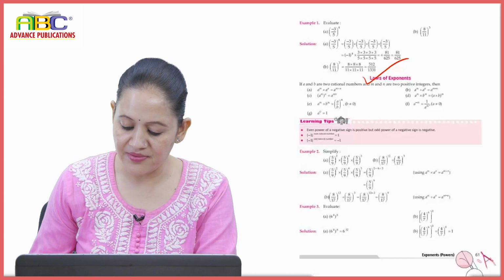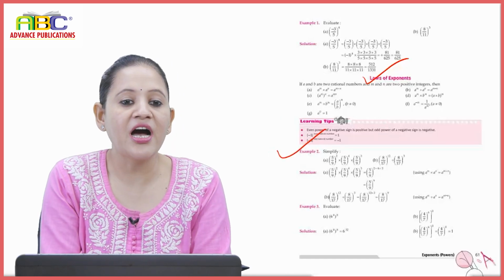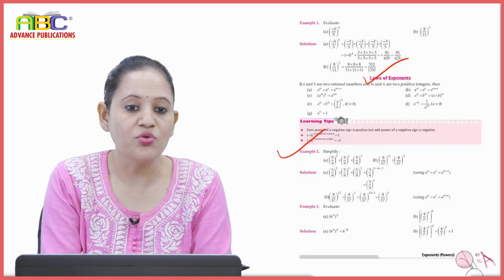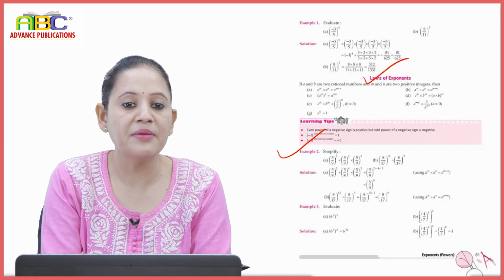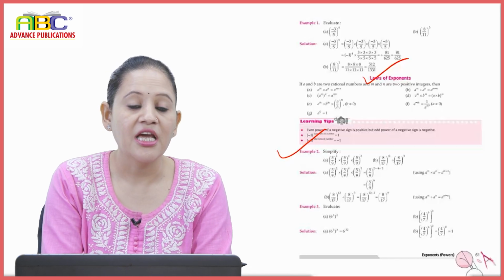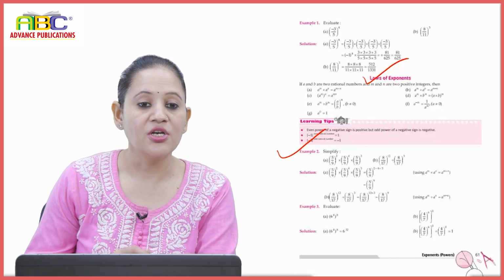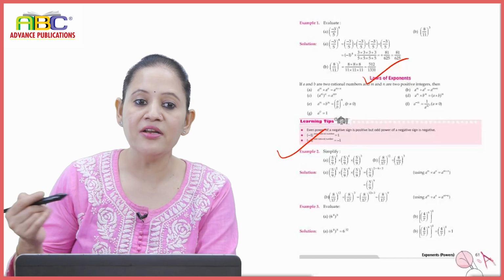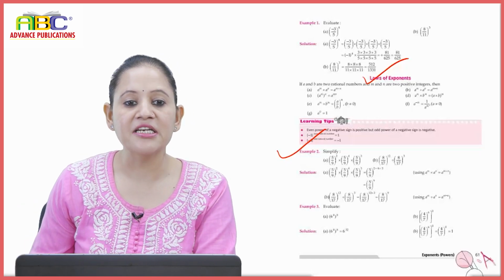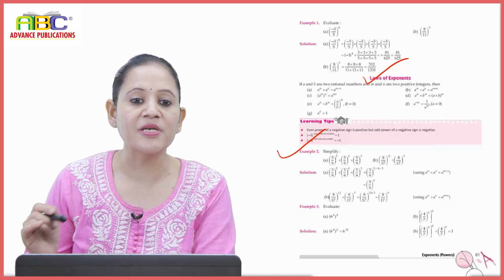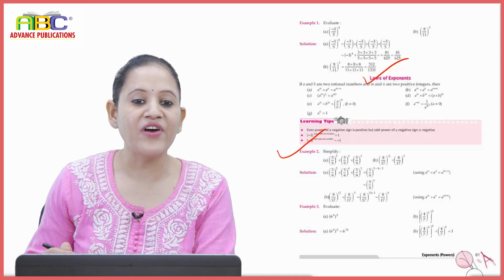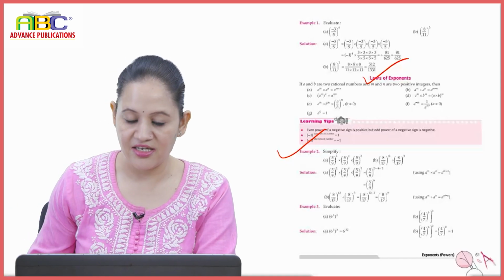Now we'll take an example. Simplify 5 upon 9 to the power 2 multiplied by 5 upon 9 to the power 4 multiplied by 5 upon 9 to the power 3. Here the base is the same, 5 upon 9. So if the base is the same, the powers will be added. So we can write it as 5 upon 9 to the power 2 plus 4 plus 3, that is equal to 5 upon 9 to the power 9. Clear?